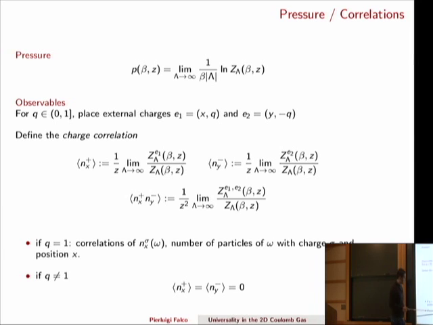But still, consider that if the charge is not 1, so not an integer, you cannot have a configuration of particles whose total sum is 0. So there's no neutral configuration if you put inside your system only one particle with the non-integer charge. So because of the rule that I was saying before, that they have probability 0, this n plus and n minus are equal to 0.